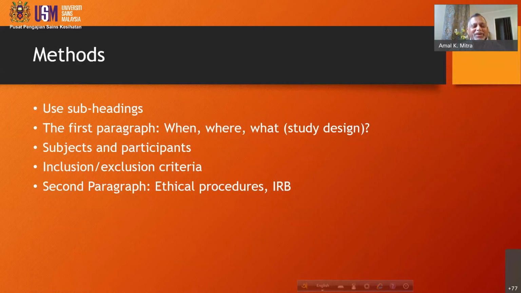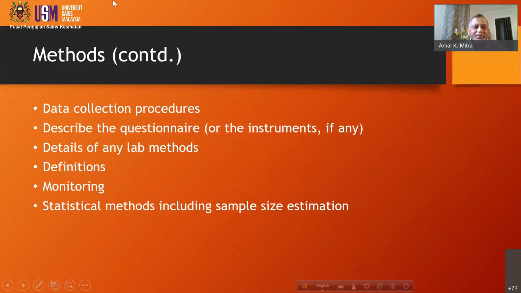Is everybody okay so far? So we are continuing the method section. I said there is a lot of writing in the method section. You will elaborate about your data collection procedures. If you use a questionnaire, you must describe the questionnaire. What are the general contents of the questionnaire? How do you phrase the questions? So and so. If you use any other instruments, describe them.